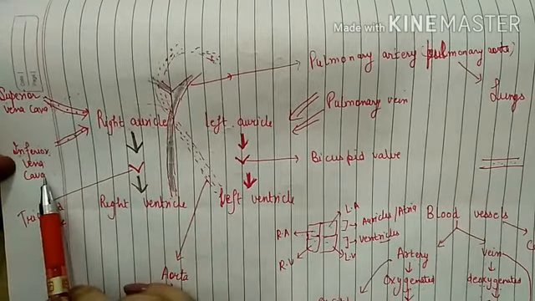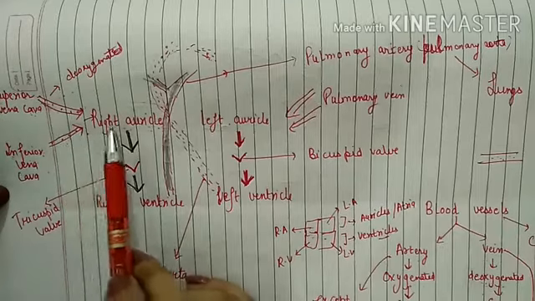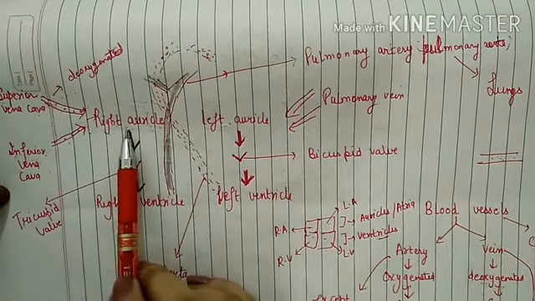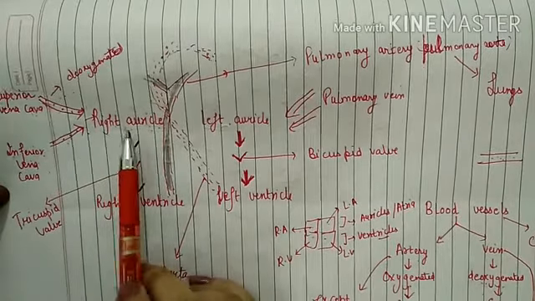So you know here these are the veins. Veins always carry deoxygenated blood. So superior vena cava and inferior vena cava will carry with them deoxygenated blood and will pour this blood into the right auricle. So this is about your right auricle.